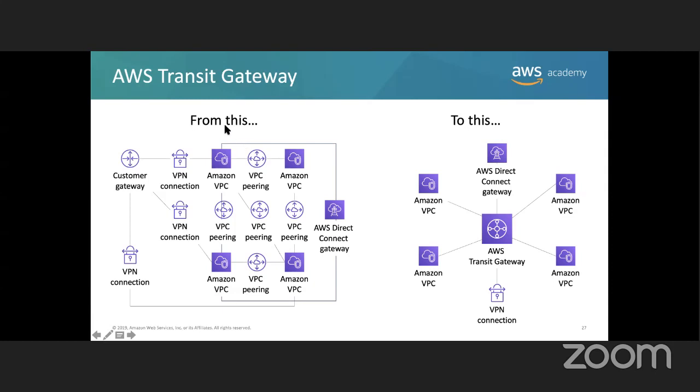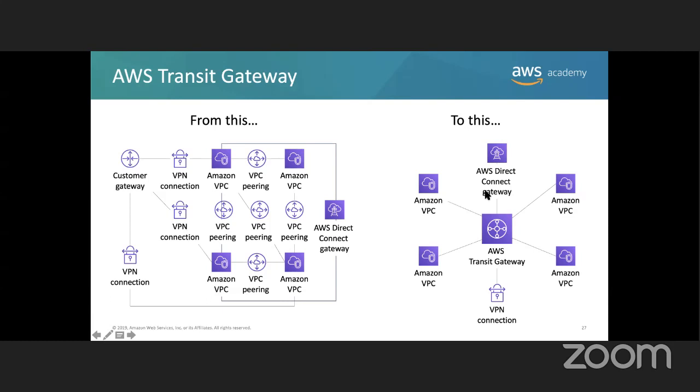So before we have this, right, this bunch of things here: customer gateway to VPC, VPN connection, another VPN connection, another VPN connection, then Amazon VPC, then another VPC peering with another VPC, then another VPC peering, and all that. You see, that's crazy. This Amazon VPC with connect gateway with this Amazon VPC, this is absolutely crazy.